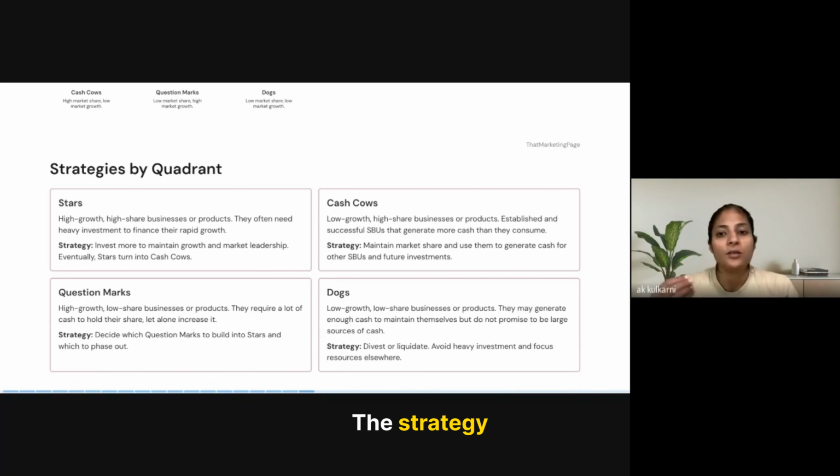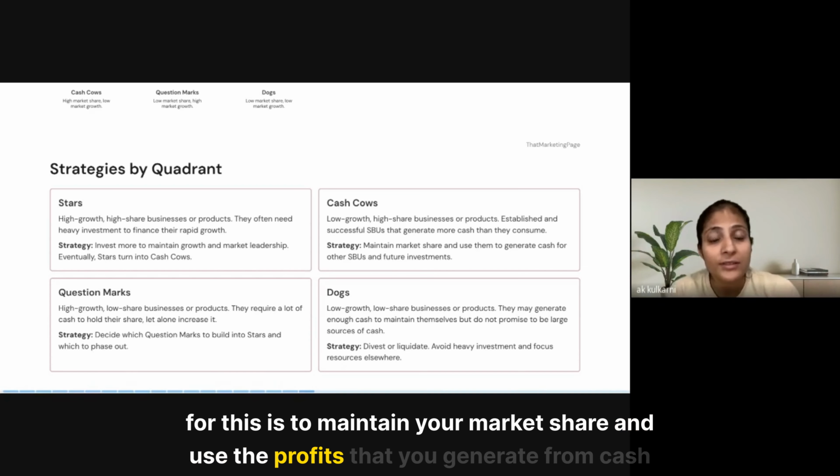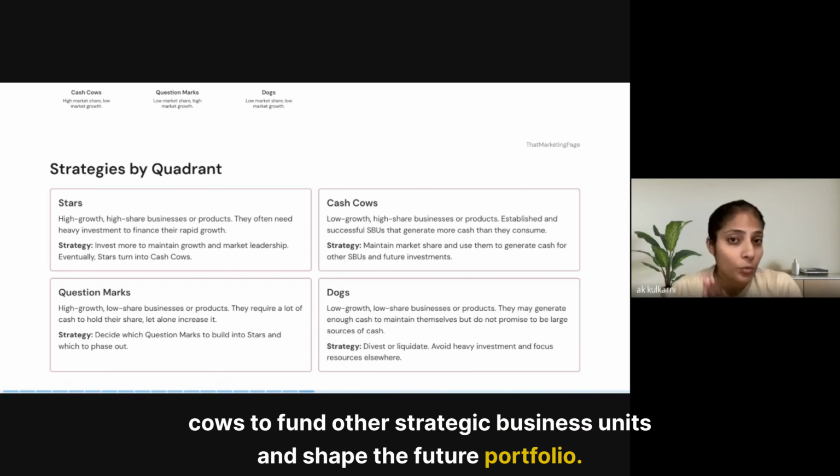The strategy for this is to maintain your market share and use the profits that you generate from cash cows to fund other strategic business units and shape the future portfolio.